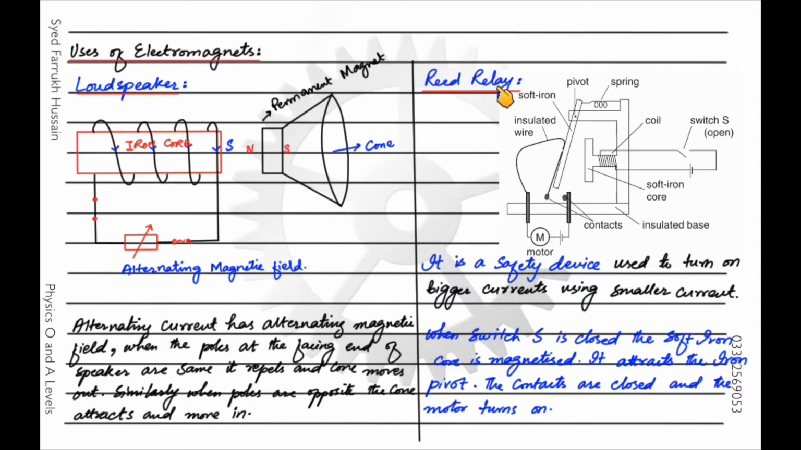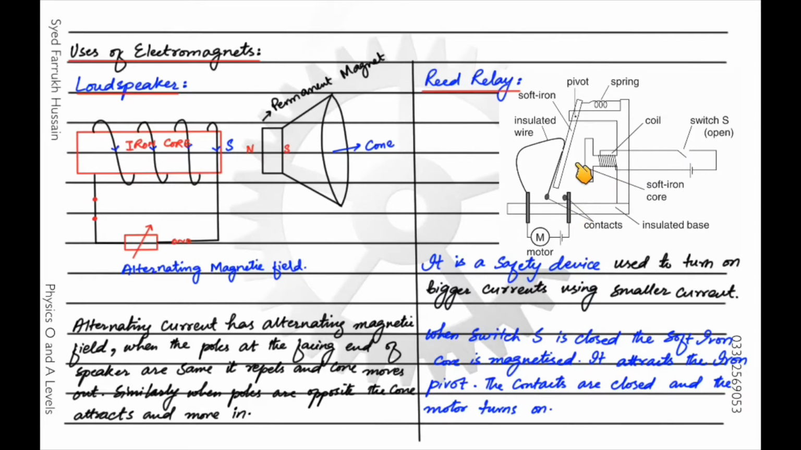Now, the relay. A relay is a safety device that is used to turn on bigger currents using smaller currents. A relay is connected in appliances where a large current is passing, and if you turn this appliance on normally, there is more chance of getting an electric shock. So you do not turn it on directly by a switch.